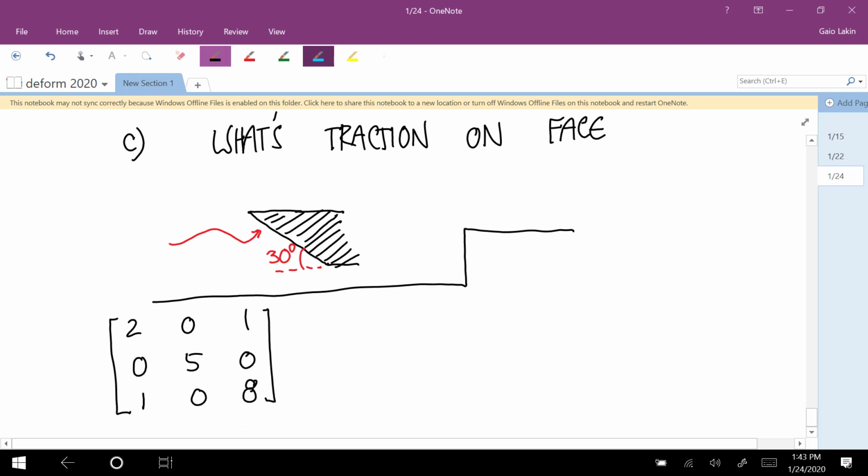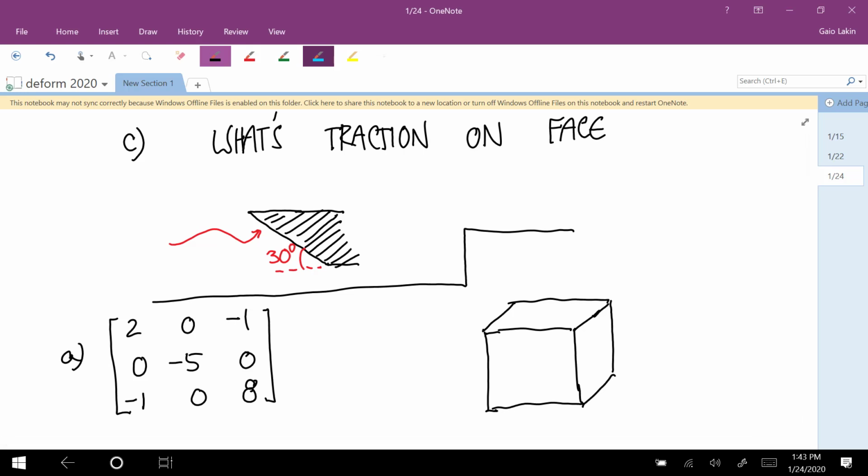Okay, so for part A, we want the stress cube. Actually, let's make one of these negatives so you see. So let's make the 5 negative, and let's make the 1 negative also. Okay, so what does the stress cube look like?